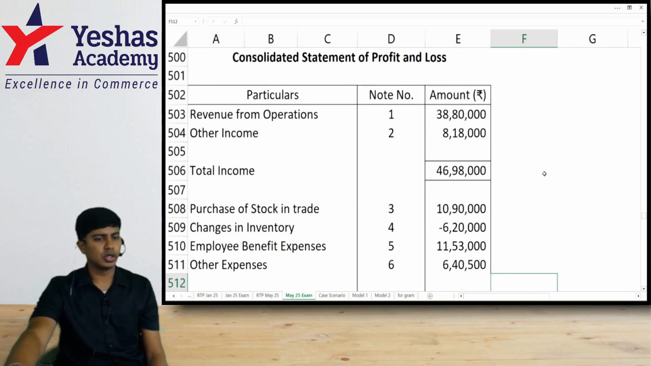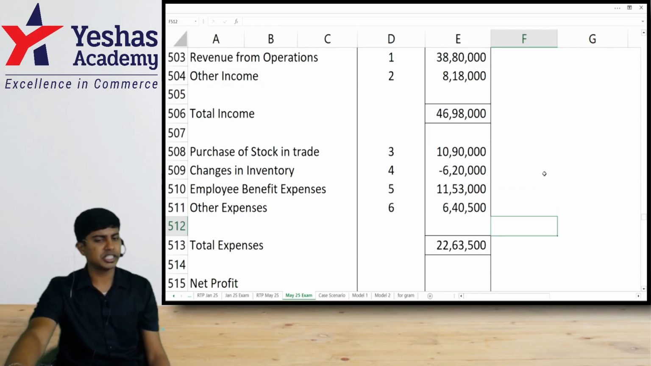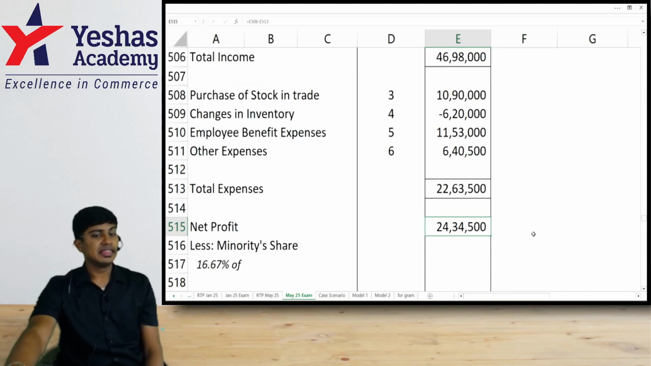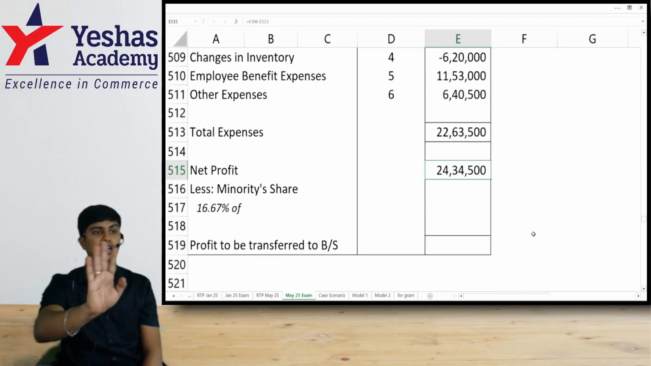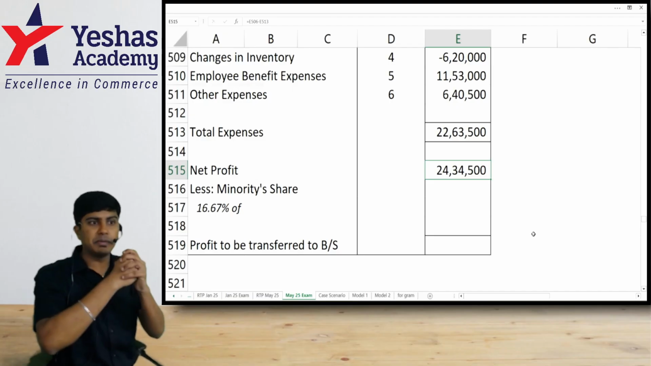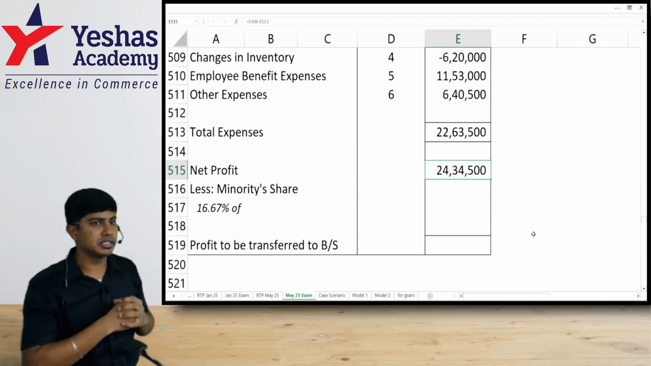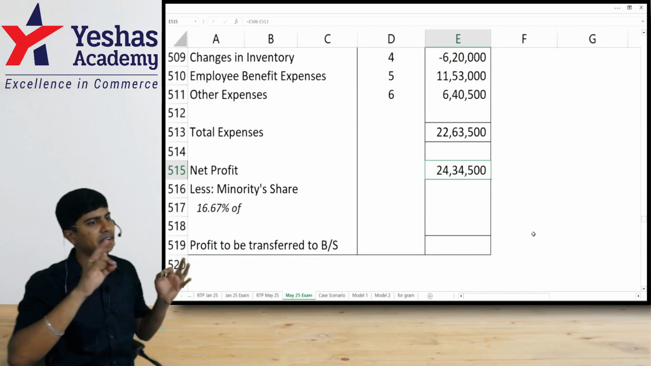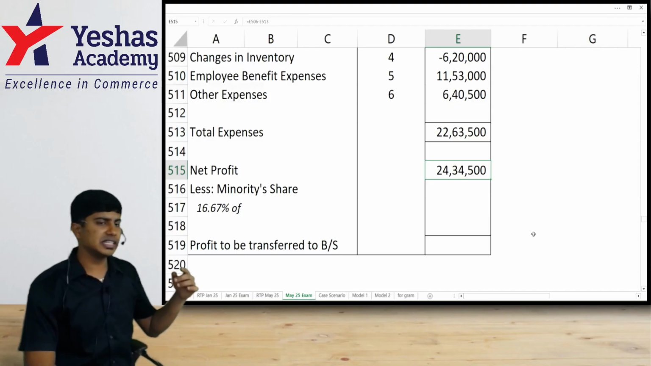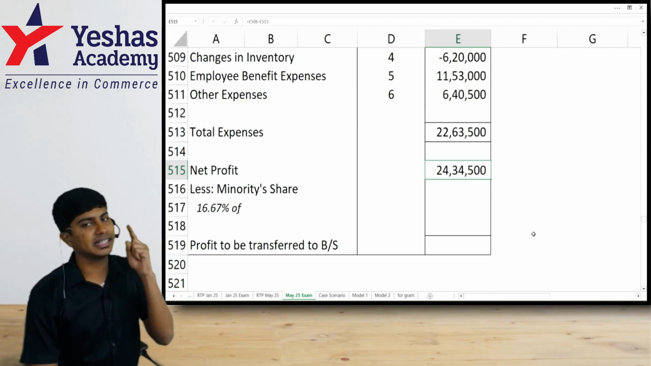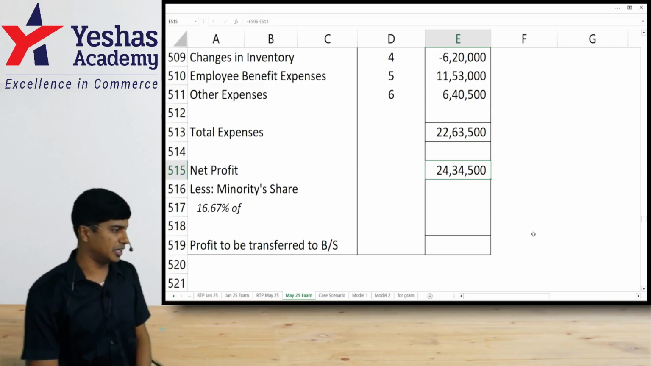22,63,500. So total income is 46,98,000. Total expense is 22,63,500. Do total income minus total expense. 24 lakh 34,500. This is consolidated net profit, but this is not the consolidated net profit to be transferred to the consolidated balance sheet. Why? We've taken 100% of the income, 100% of the expense, 100% of the profit, but of our subsidiary, only 83.33% belongs to us. 16.67 belongs to minority. So out of the subsidiary's profit, I should be deducting 16.67 percent towards minority interest.